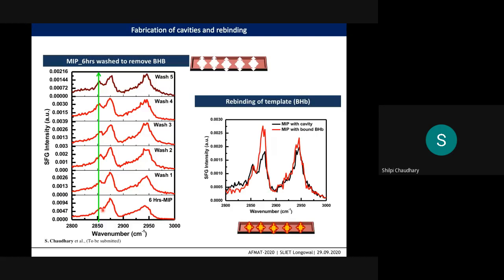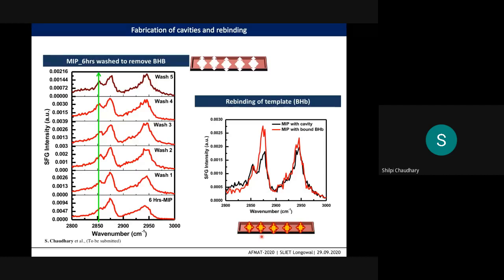Okay. Once we got such an interface or surface where we had an absence of hemoglobin molecules, we did the rebinding of template molecules. So now we had the cavities. We thought, okay, let's see how much hemoglobin can be bound to these interfaces. And surprisingly, we clearly saw an indication. So the black peak in here is for the MIP with cavities, which had less intensity of this peak in here. If you compare the ratio between these two peaks, in the black curve it was less. And as soon as we introduced the hemoglobin molecules in here, and let me tell you before I conclude, that rebinding was done for almost 20 minutes.